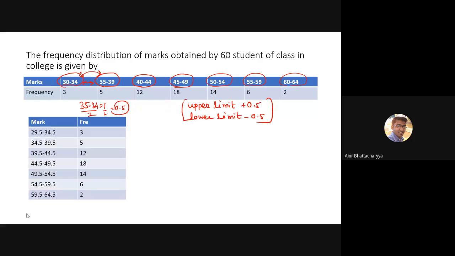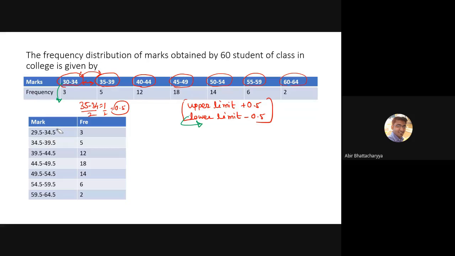Okay, sorry for the interruption. What we have done here: the first interval is 30 to 34. We use the same logic: lower limit minus 0.5 is 29.5, and upper limit plus 0.5, that is 34 plus 0.5, is 34.5. Now if you observe the gap between these 34.5 and 34.5, both are the same, right? There's no gap. That's why this interval is correct.